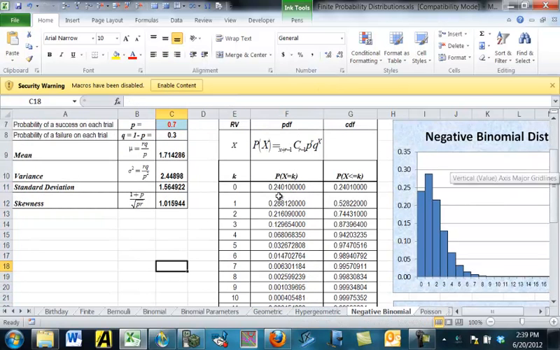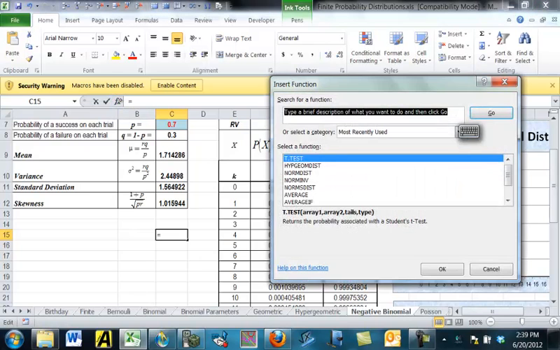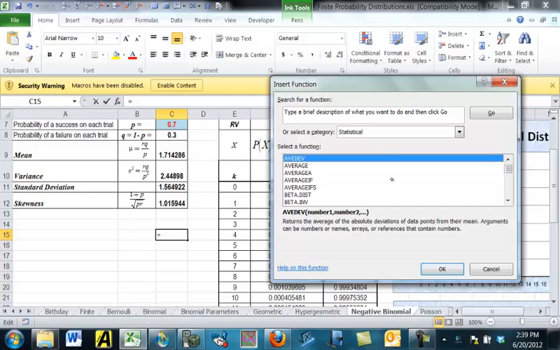And so these are the values of the PDF. And notice there is a negative binomial distribution built into Excel, and so I use that. Of course, the way to do that is you go to FX here, and I'm going to look at statistical formulas. I'm going to look up negative binomial.